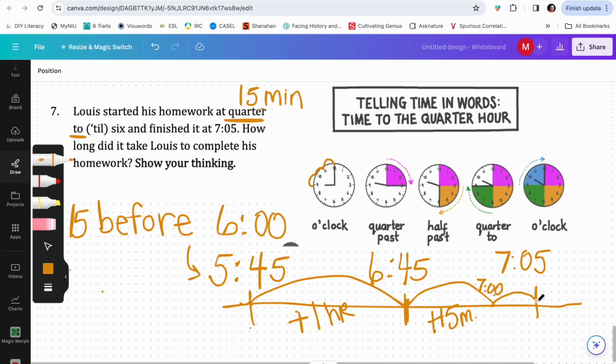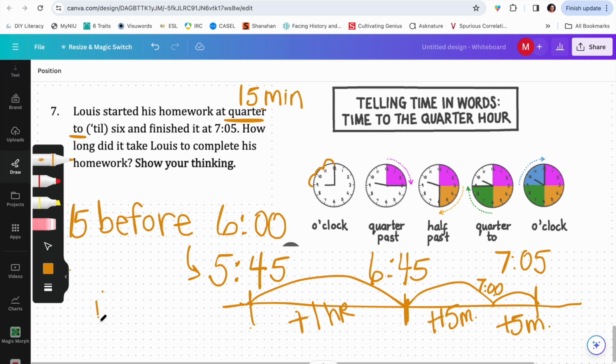And then this is so nice. We just have to take one more hop from 7 to 7:05 of 5 minutes. And now we're at the end time for the homework completion. We started at 5:45, ended at 7:05. We showed our hops, and now we just have to look at our hops and think, well, how much time did this hardworking kid spend on his homework?